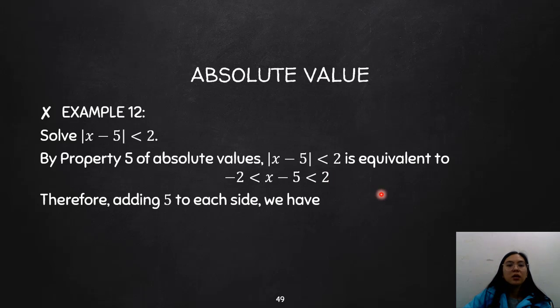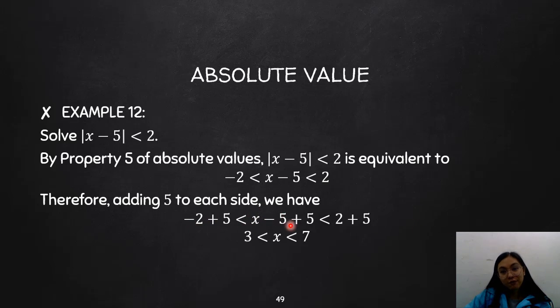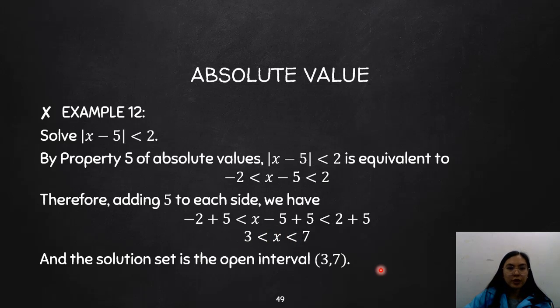Therefore, we have to add 5 to each side para we get rid of this negative 5, we will have negative 2 plus 5 is less than x minus 5 plus 5 is less than 2 plus 5. And if we simplify that, we will get this value: 3 is less than x is less than 7. And therefore, the solution set is the open interval 3 and 7. So, the value of x is anything greater than 3 but less than 7. So, typically, that's the numbers 4, 5, and 6.